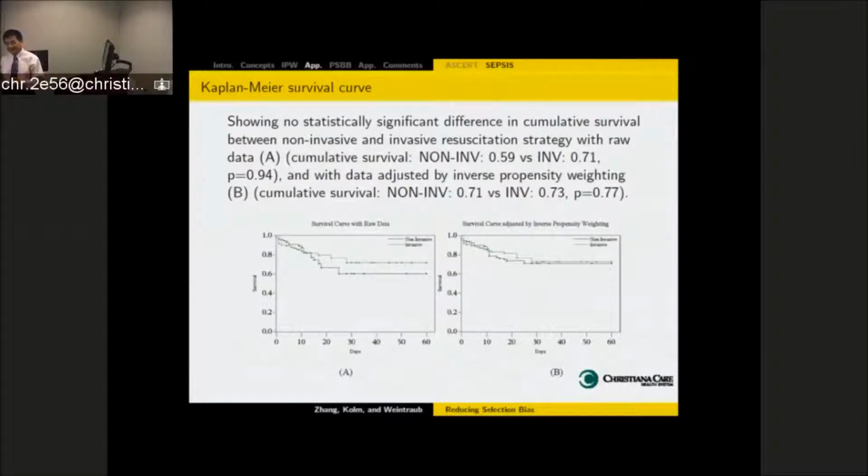The purpose of this study is to verify the hypothesis that for this severe sepsis, there should be no significant statistical difference between invasive procedure versus non-invasive procedure. And I would like to say that by using IPW, this hypothesis was further verified. So this is today's first method, using IPW to address selection bias. I gave two examples: one with a larger observational patient sample size, another with a small sample size.